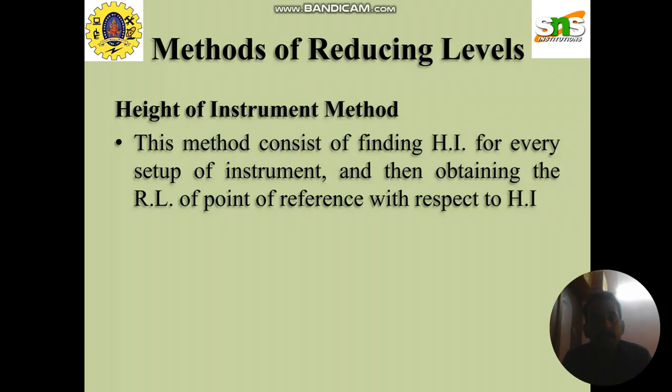One of the methods is the height of instrument method. This is a method in which the reduced level of points is measured with respect to the height of the instrument. The height of instrument is found for every point where the instrument is kept, and with reference to the height of instrument, the reduced level of points is noted. This is one kind of method.